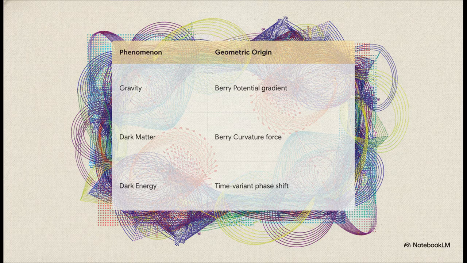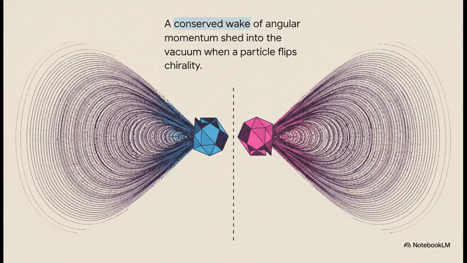Let's break those last two down a bit more. Drilling down into dark matter for a second. In this framework, when a particle traverses the seam and flips its chirality from left to right, it has to shed angular momentum to conserve the whole system's balance. It essentially dumps this momentum directly into the background geometry, creating what they call a conserved wake. Now, we obviously can't see this wake with our telescopes, but we absolutely feel its gravitational pull. That geometric wake is exactly what we observe as dark matter.